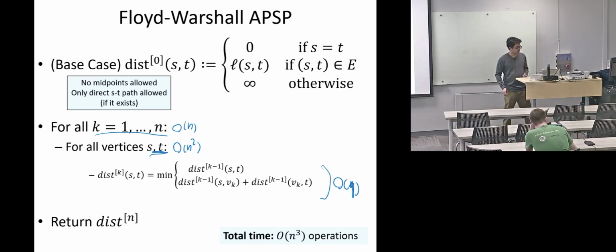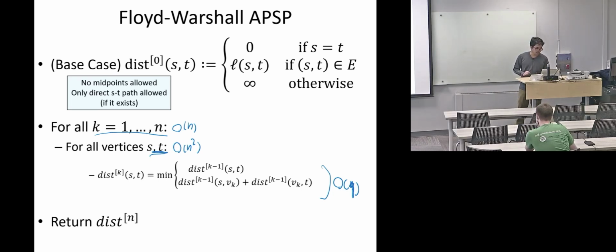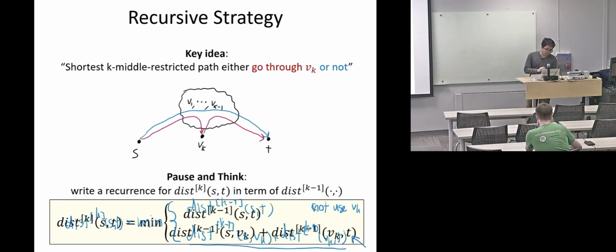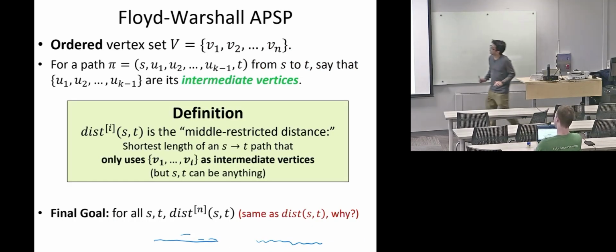Okay. Yeah, and what is k again? Sorry, I think I got confused. What is k? K is the parameter, k is i here. So the distance from S to T, bracket i, is the distance such that we are only allowed to use the first i vertices as inner vertices. Okay.